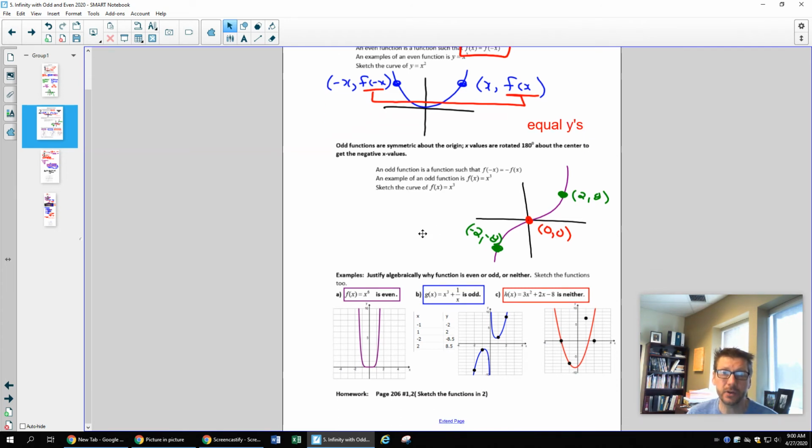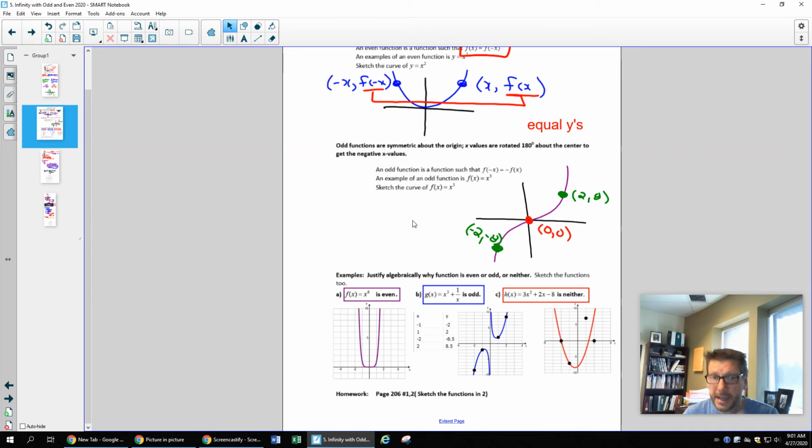If you have an odd function, it's symmetry about the origin, rotating 180 degrees. What we're really looking at is the fact that if you've got a point (2, 8), and you do the function of -2, then it becomes the negative of the y value, right? So f of 2 is 8, so the negative of 8 is -8. So if you change the signs, (2, 8) becomes (-2, -8), and that would be a rotation about the origin, right? So that's called an odd function.